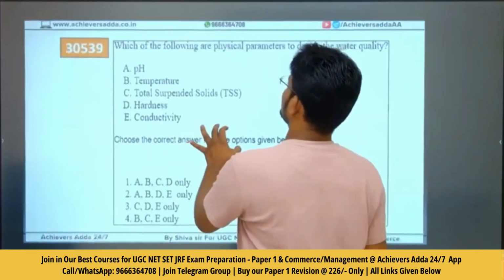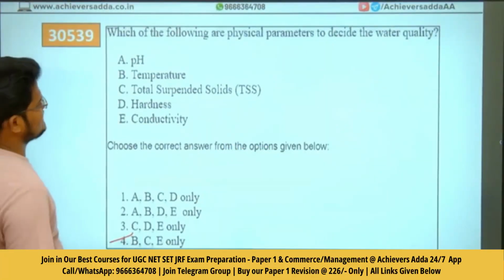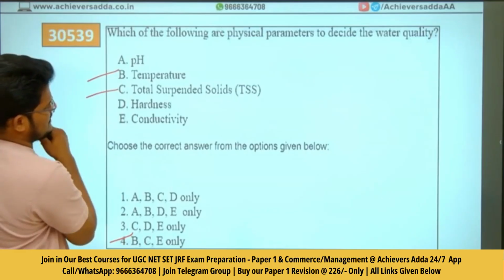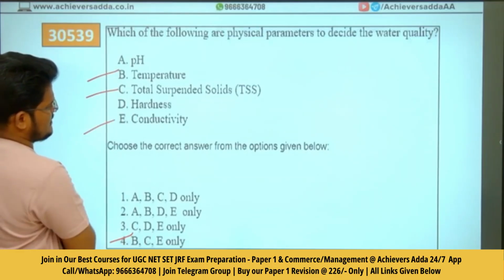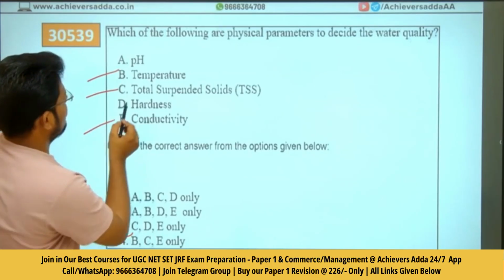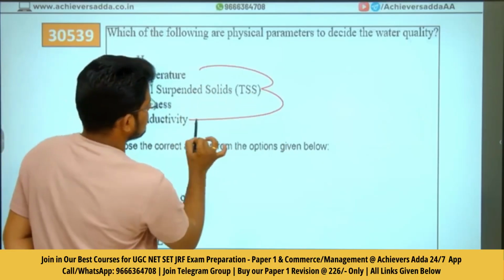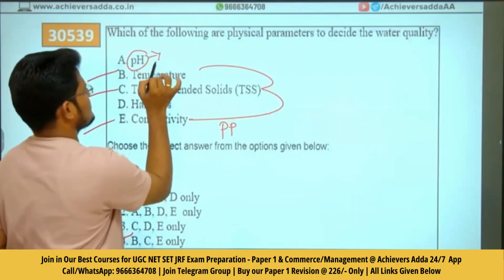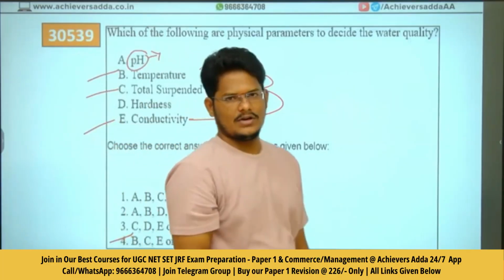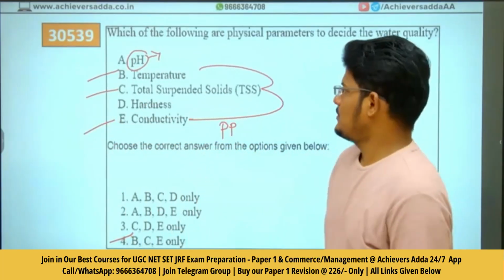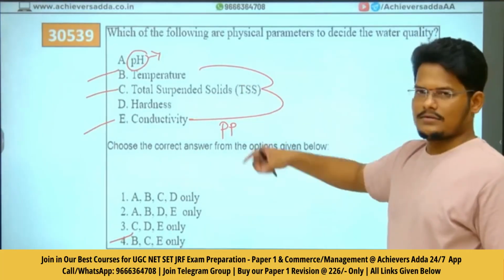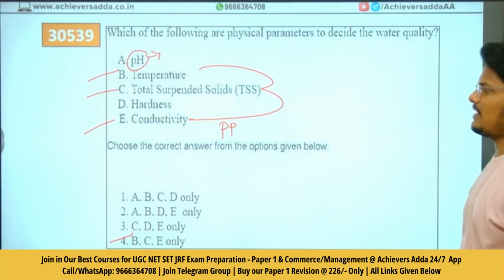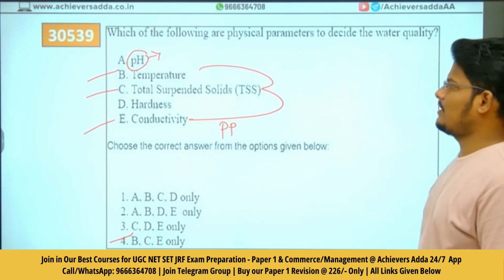Which of the following are the physical parameters to decide water quality? Temperature, total suspended solids, conductivity. These are the physical parameters, whereas pH is a scale-based parameter. That is not a physical one. Physically we can witness the water temperature, the suspended solids, TSS, and conductivity. We can identify the quality of water.